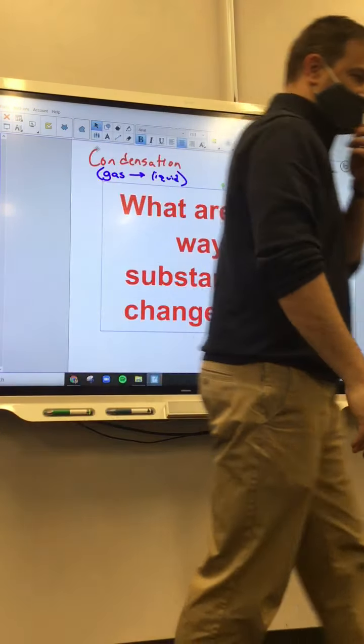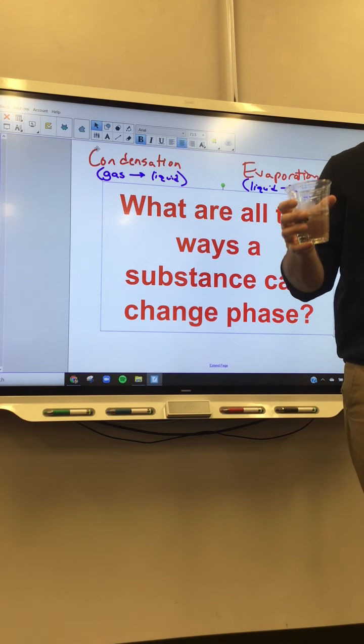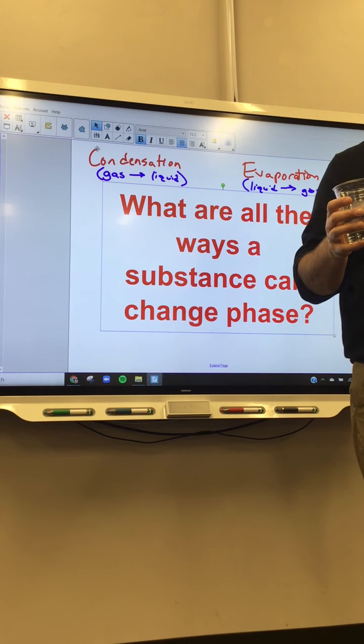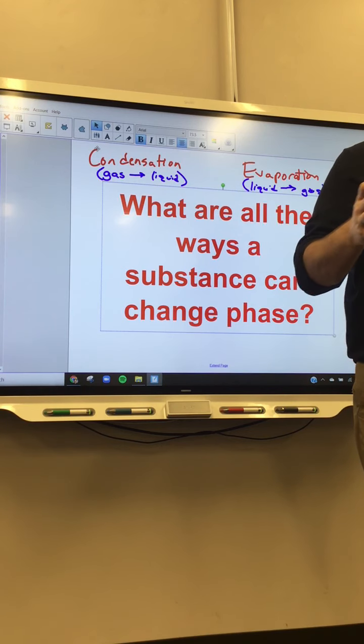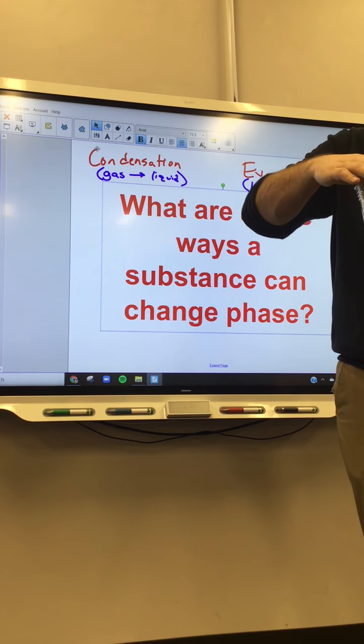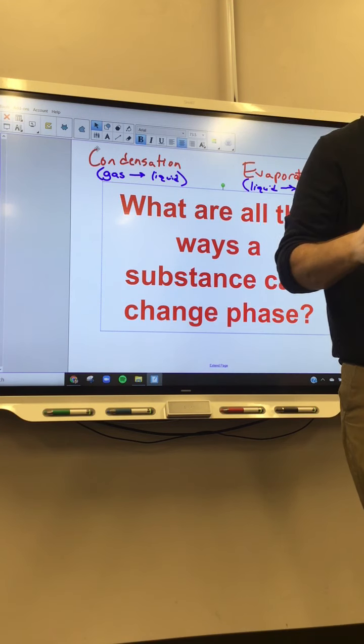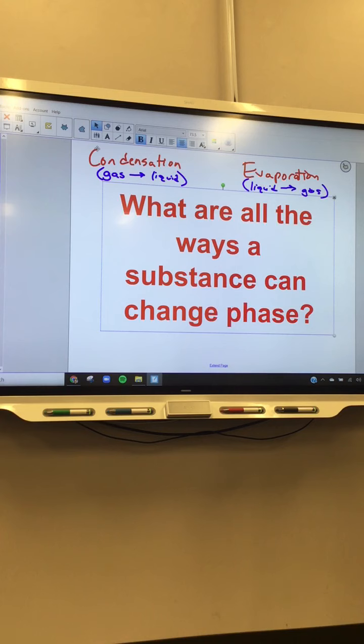Where in our experiment, and where should you point this out, did we see evaporation, where we went from a liquid to a gas? The hot water in the cup. So the liquid that was in here was becoming gas, becoming water vapor, because then we would see it sticking to the side. The side of the cup was all foggy. Okay, so we saw both condensation and evaporation happening there.